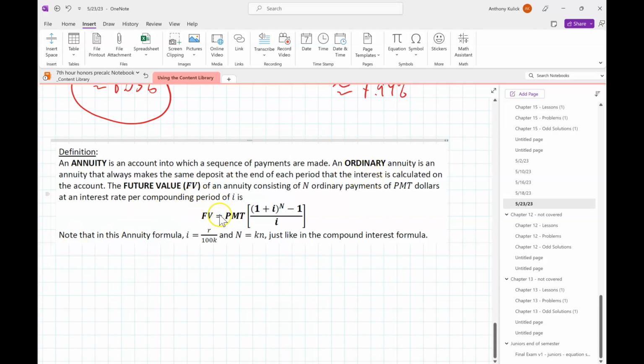So the future value of that investment is going to be that monthly payment, which is the same every month, times 1 plus I to the n minus 1 over I, where I is just the interest rate per compounding period, and n is just the total number of compounding periods. So little I is R over 100K, where R is the interest rate and K is the number of compounds per year. And cap N is just the number of compounds per year times the number of years. So the total number of compounding periods.